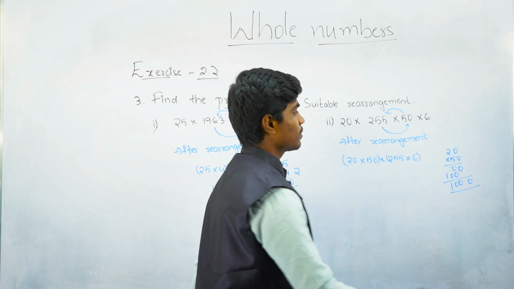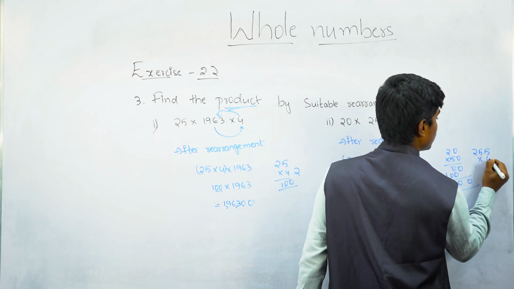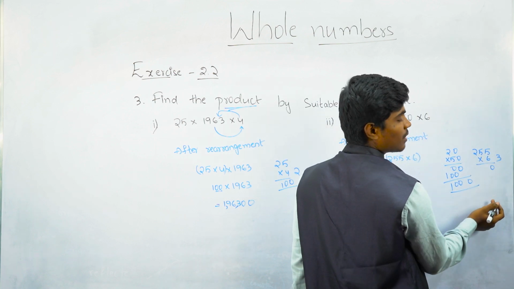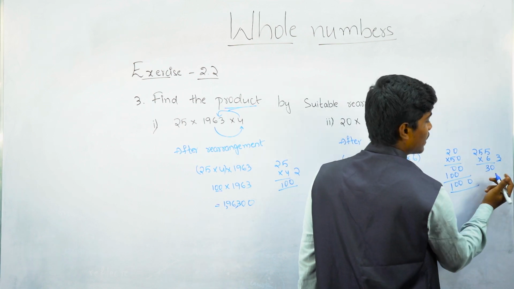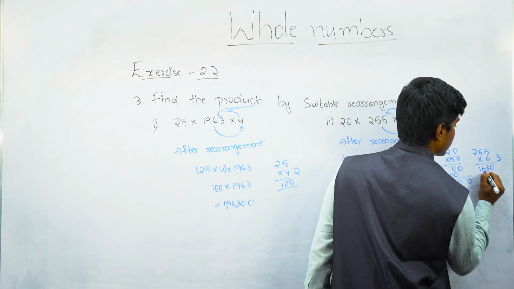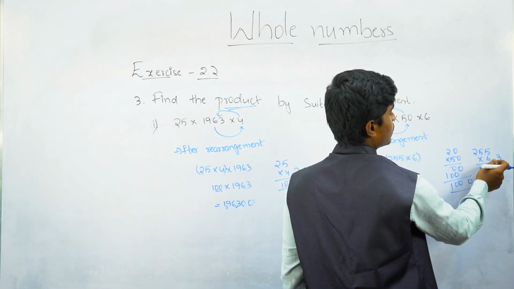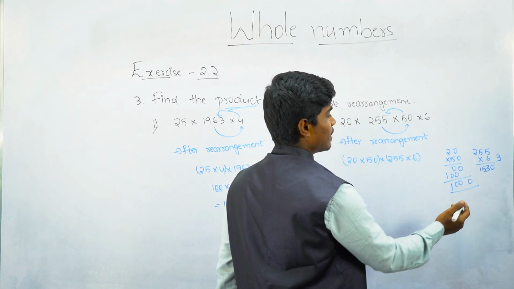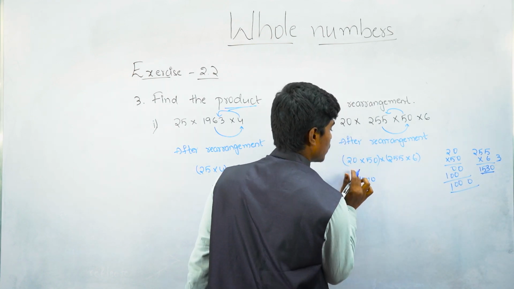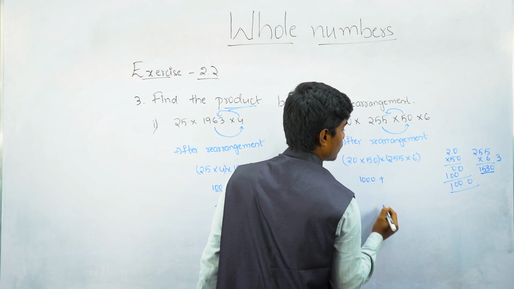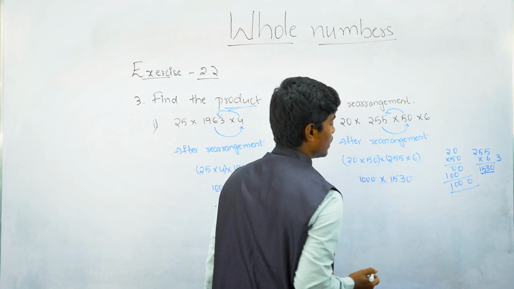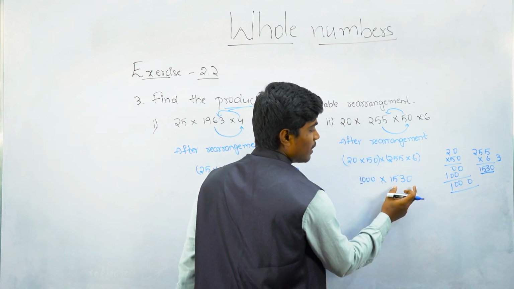Now, the second two numbers. 255 into 6. 6 5s are 30. Here we have 3. 30 plus 3, 33. 6 2s are 12. 12 plus 3, 15. So the answer is 1530. Here 20 into 50, the answer is 1000. 255 into 6, the answer is 1530. Now, by multiplying with 1, the answer will be the same.